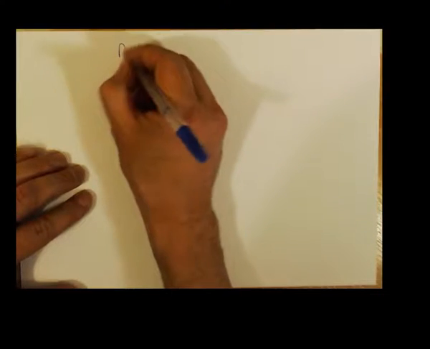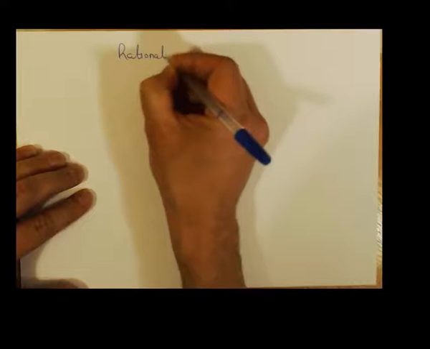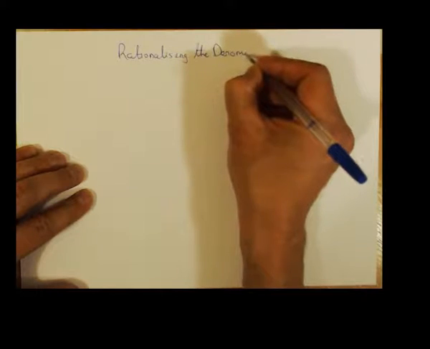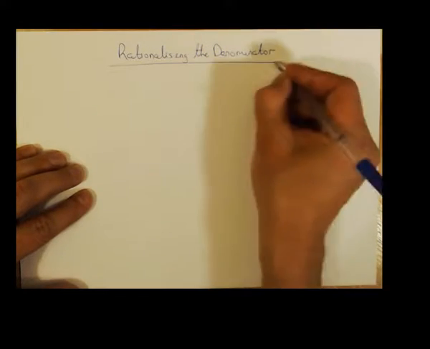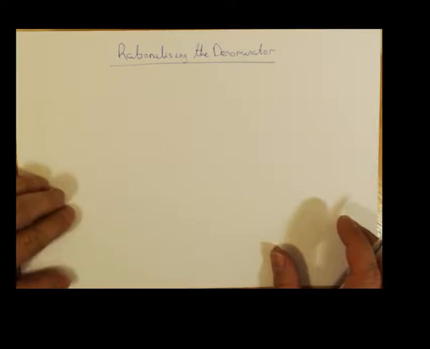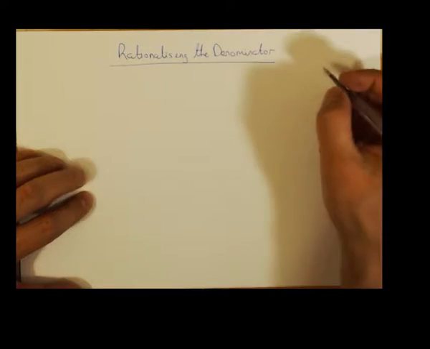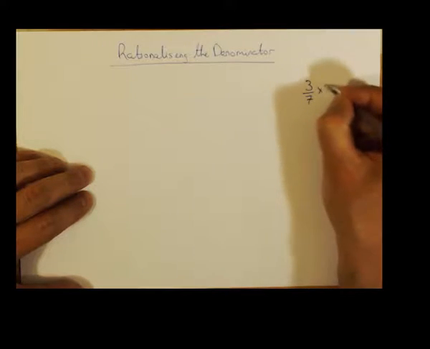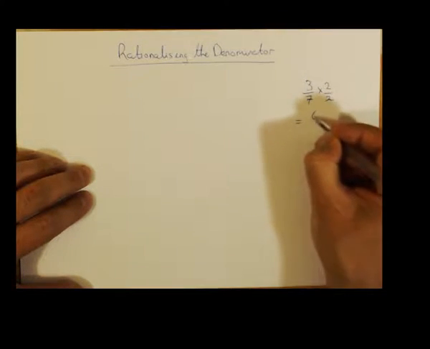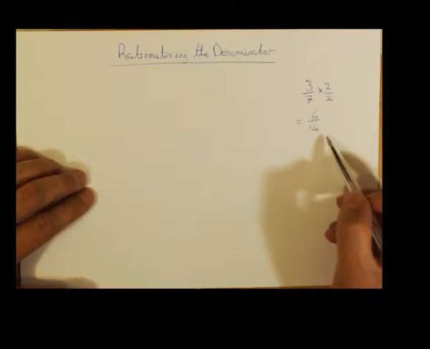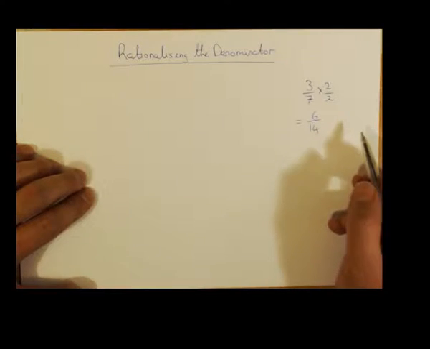Let's now look at rationalizing the denominator. Rationalizing the denominator helps us to tidy up fractions that have surds in them. So as you already know, if you have a fraction like 3 over 7, you can make that into an equivalent fraction by multiplying by 2 over 2 to make that equal to 6 over 14. You haven't changed the fraction, it's an identical fraction, it's just written a bit differently. And we can do that with surds as well.